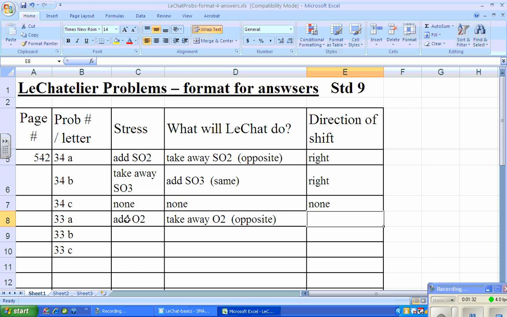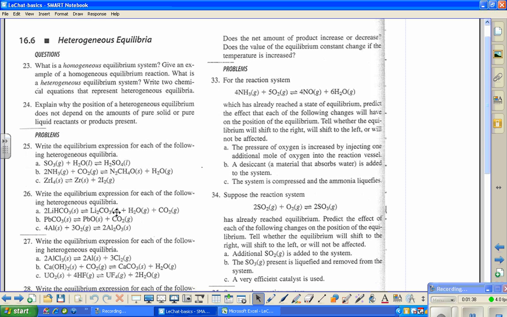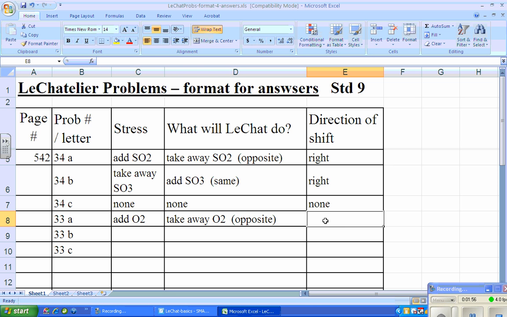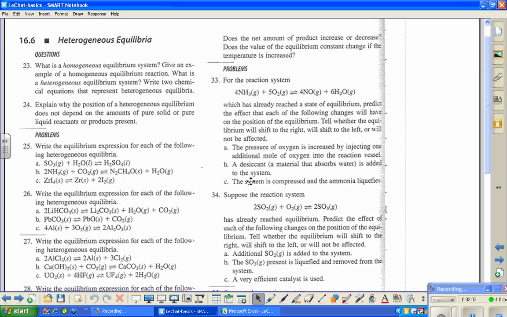And then over here, we're going to try and figure out what opposite is from O2. So we look where O2 is in the equation, and the opposite of that side is the right side. So Le Chatelier is going to have to shift to the right to take away the O2. And so this is going to be a right shift. So that's our first one, letter A. And then let's go to letter B.